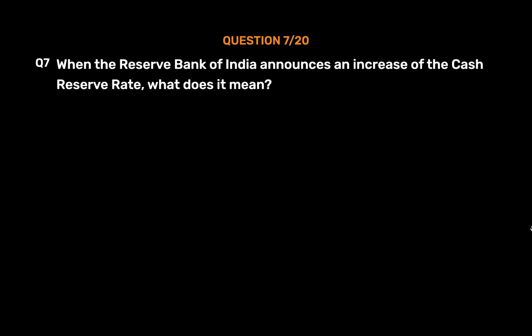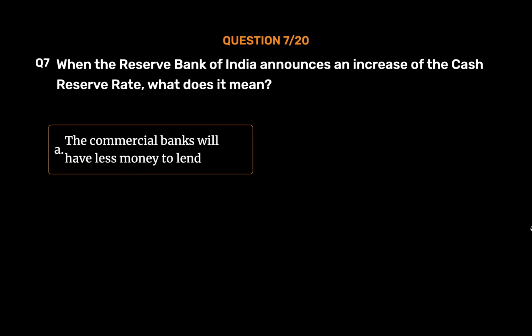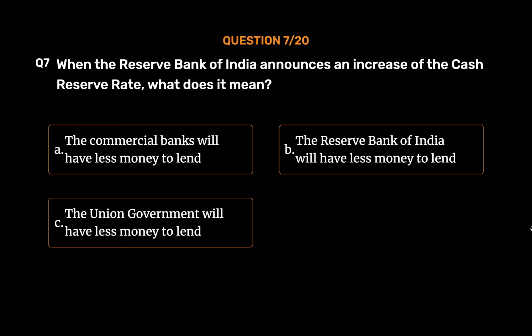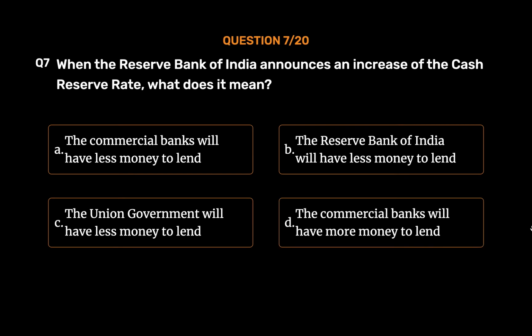Question number 7. When the Reserve Bank of India announces an increase of the cash reserve rate, what does it mean? Option A. The commercial banks will have less money to lend. Option B. The Reserve Bank of India will have less money to lend. Option C. The Union government will have less money to lend. Option D. The commercial banks will have more money to lend.